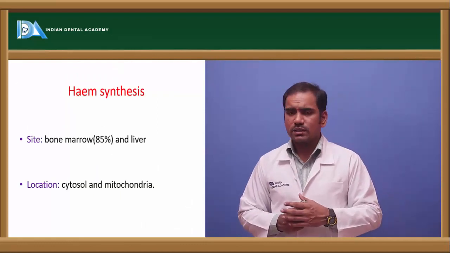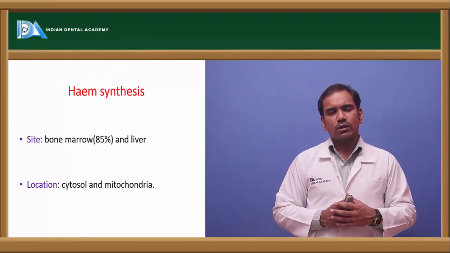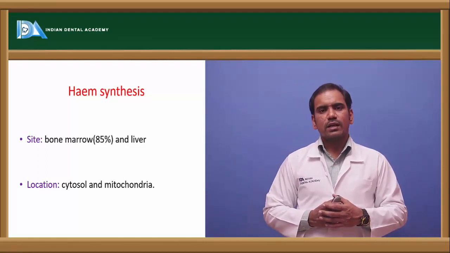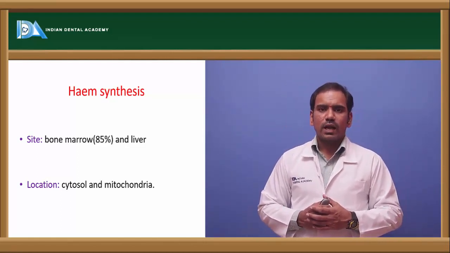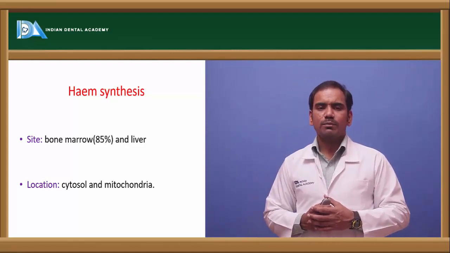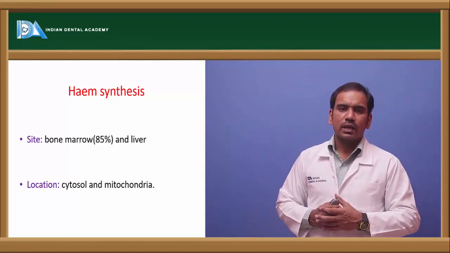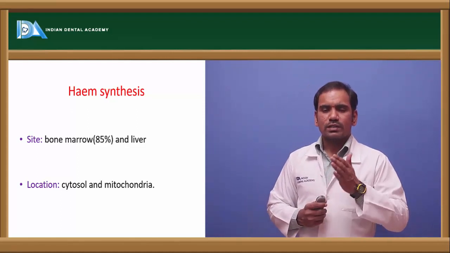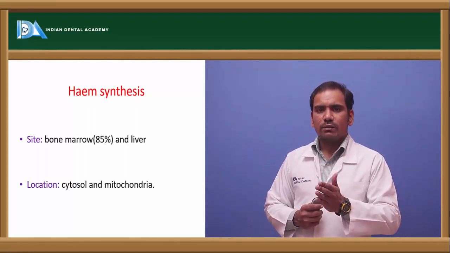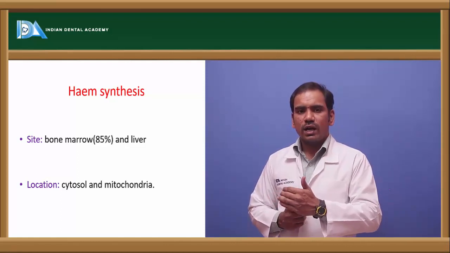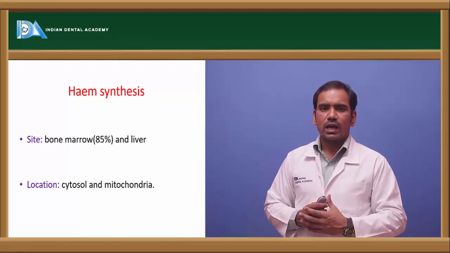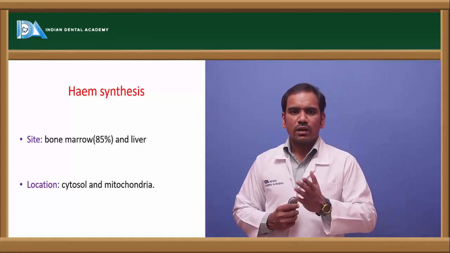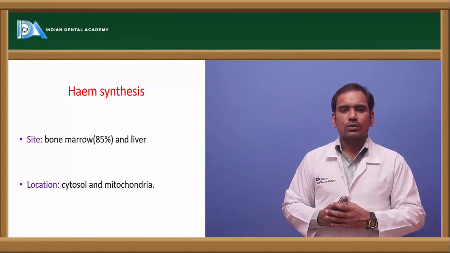Heme synthesis mainly occurs in the bone marrow. It accounts for 85% of heme synthesis, and the remaining occurs in the liver. When you look at the location of this pathway, it occurs in the cytosol and mitochondria. It starts in the mitochondria, and the last reaction occurs again in the mitochondria. So the first and last reactions occur in the mitochondria, and the remaining reactions in the cytosol.